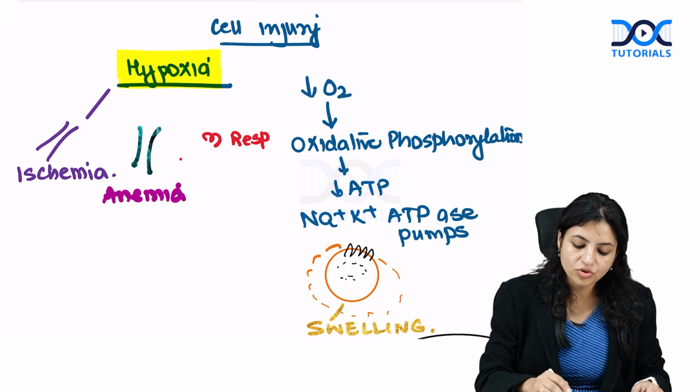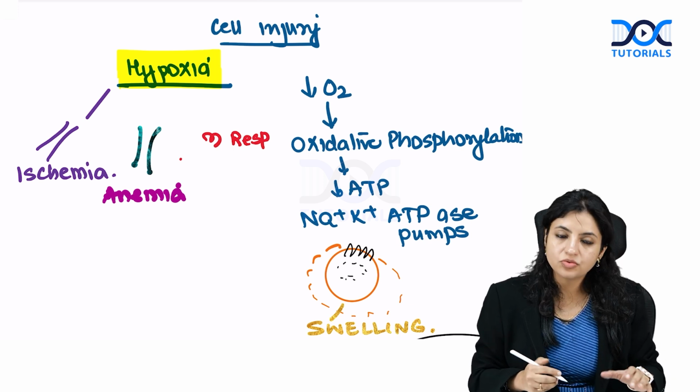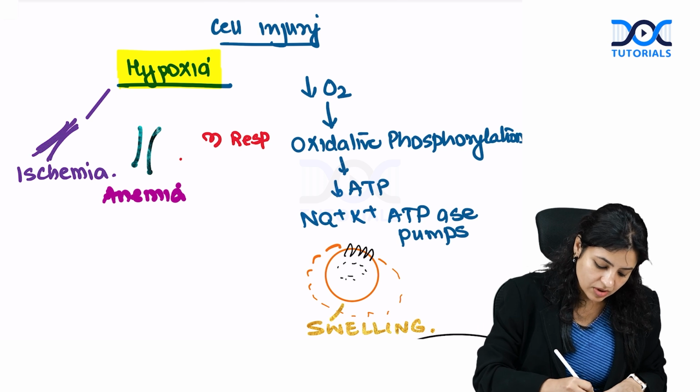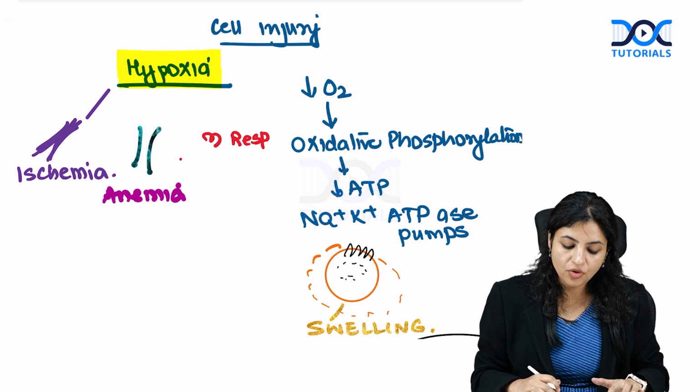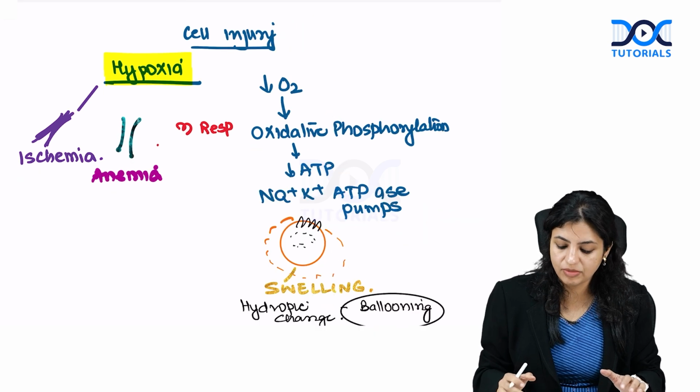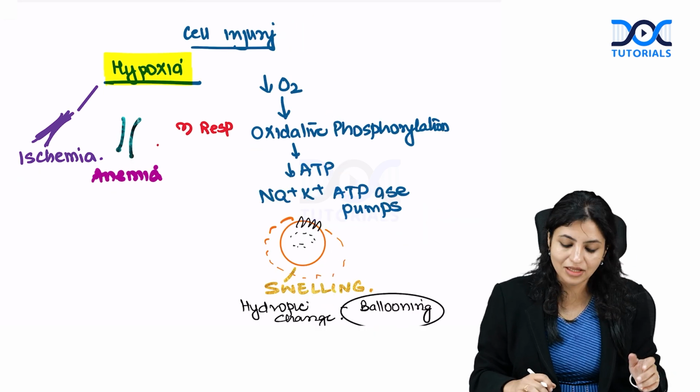So those are the most important causes of hypoxia, which we should be clear about. The most common cause of hypoxia is ischemia, when the blood supply to the tissue is decreased. And of course, the first morphological change that you see under the microscope is hydropic change. Now, what else is seen?